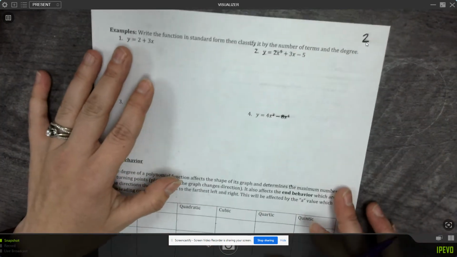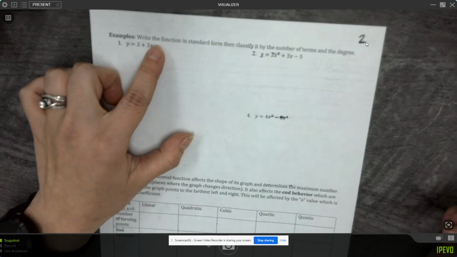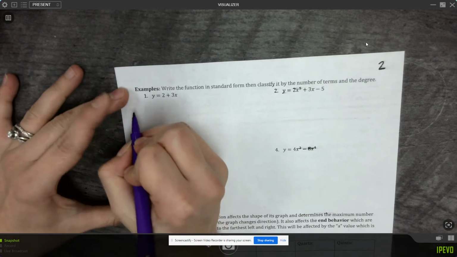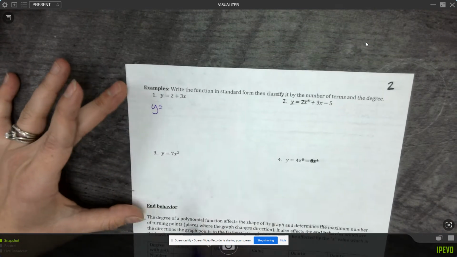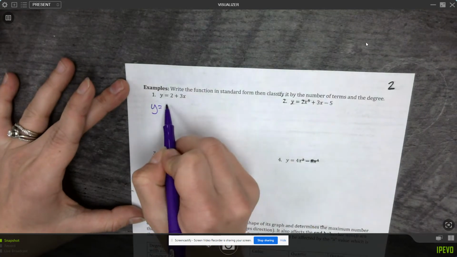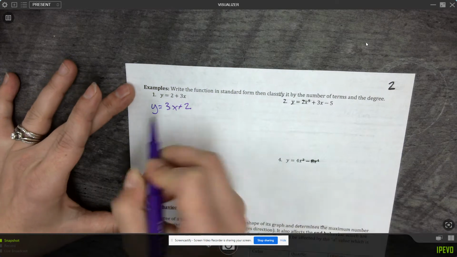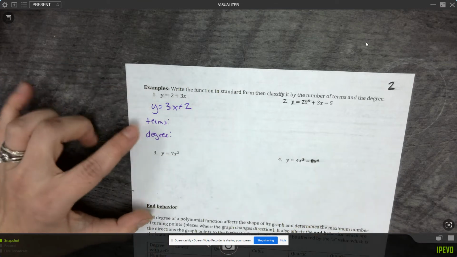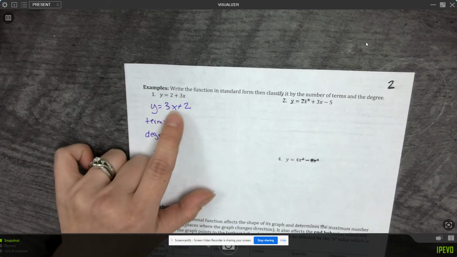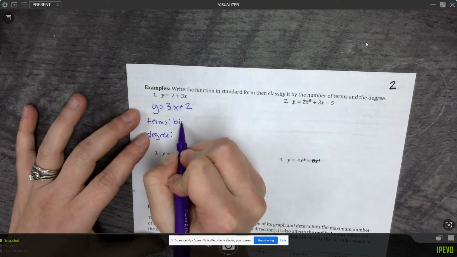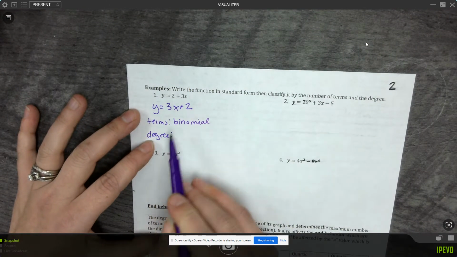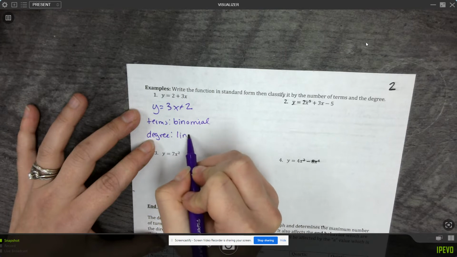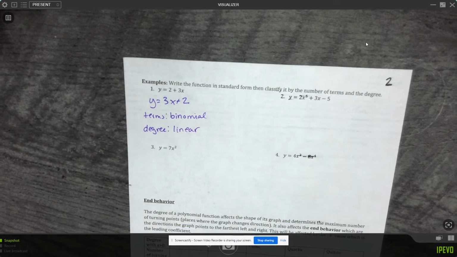So in your examples on the back, we're going to write our function in standard form, if needed. And then we're going to classify it by the number of terms and the degree. So standard form, y equals, I need my constant last, so I just need to flip those and put 3x plus 2. So I'm going to classify this now by the terms. There are 1, 2 terms, makes that a binomial. And the degree, there's no exponent on this x, which makes it 1. That's a linear. Right? You know that. Y equals 3x plus 2. You know that that's linear.